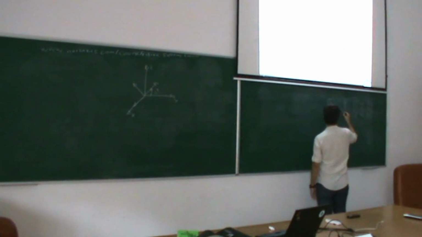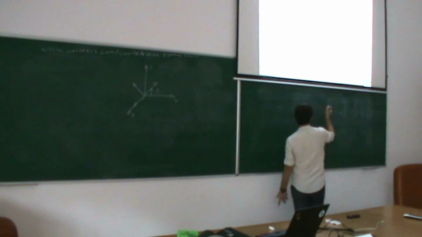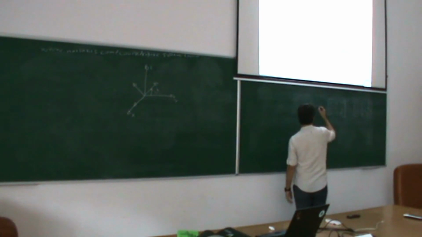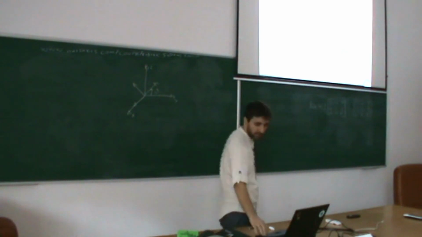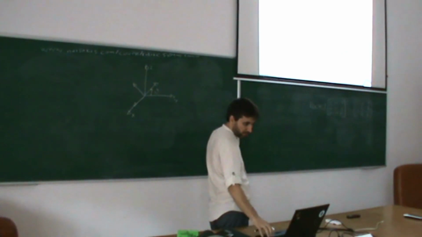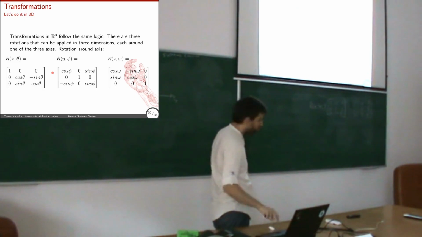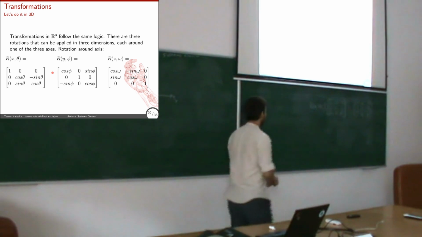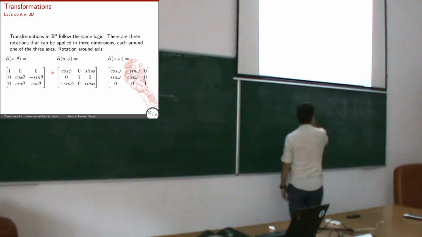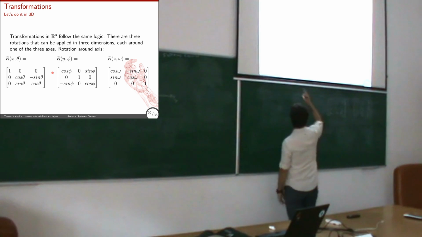Let's say 1, 1, 1. Okay, this was the initial thing, and then if I multiply this with a rotation on x by 45 degrees, I should expect to get that thing again. Okay, let's see what this is. So on the left side, what is the transformation around x by 45 degrees?